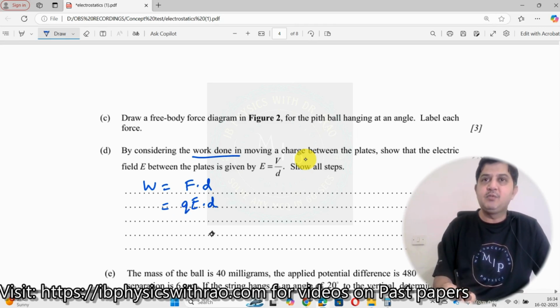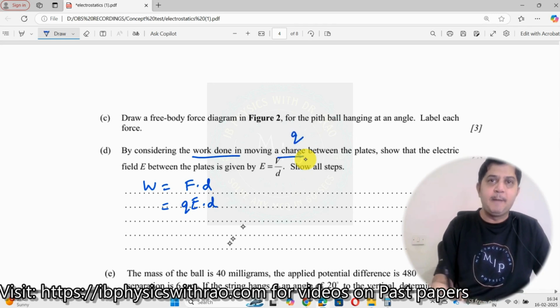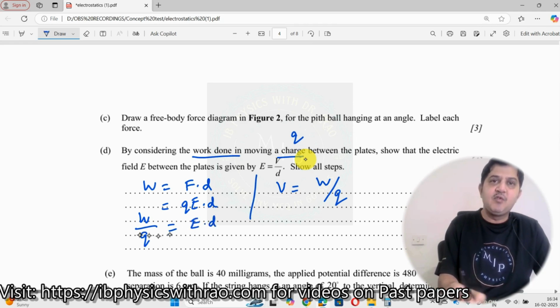Now if it is not an electron, and here it says show the electric field when moving a charge, so I'll take the charge to be Q only. Okay, work done is Q into E into d. Now we know that potential is given by the formula work done per unit charge. So what I will do is I'll substitute it over here. I'll write work done per unit charge is equal to potential. I'll divide this by Q on both the sides. So what do I get? I get W by Q equal to E into d. Or in other words, I'll replace this W by Q with V. So I get V is equal to E into d.